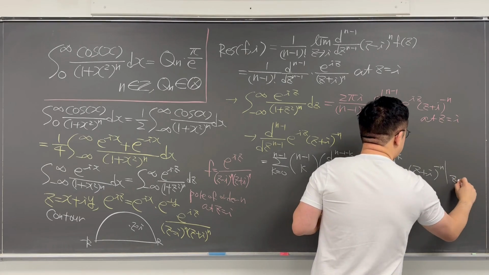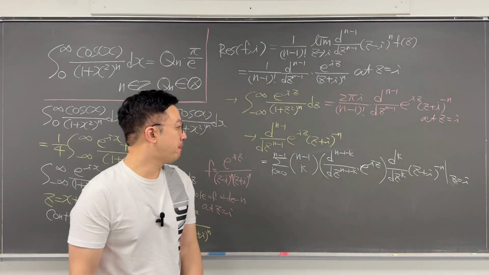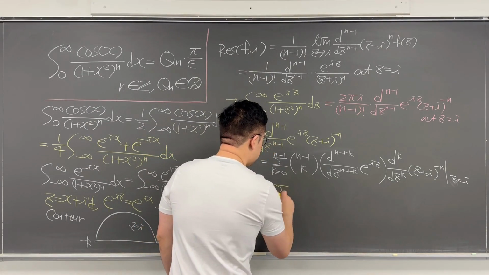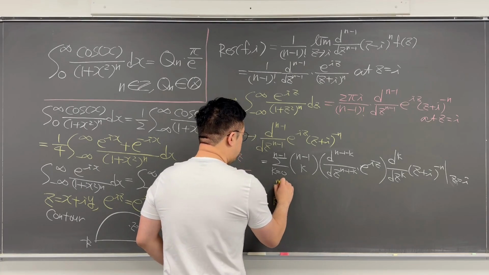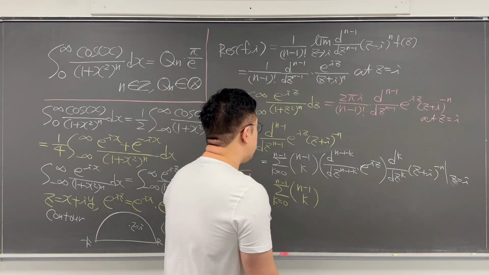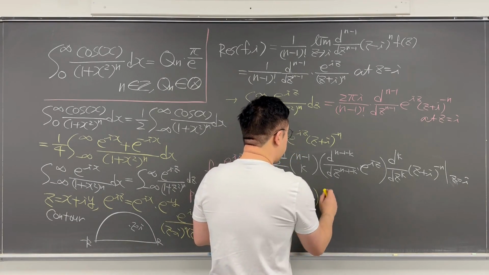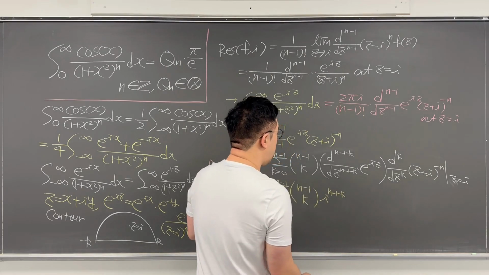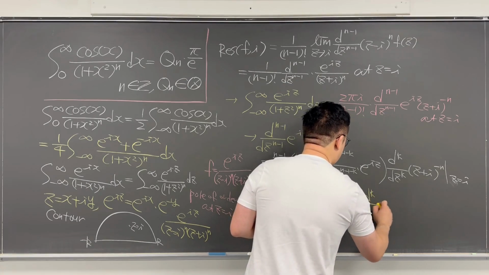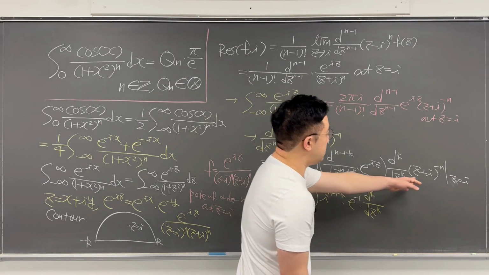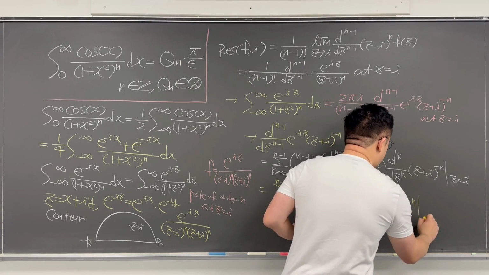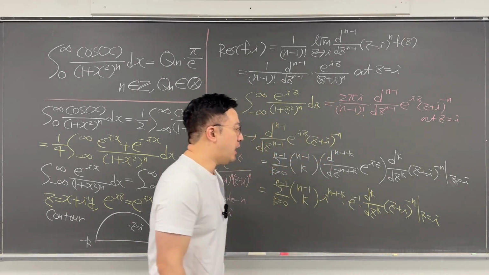when z is equal to i. Taking one more step to rewrite this, it has to be the same as the summation from k equals 0 to n minus 1 of binomial (n minus 1, k) times i to the power of n minus 1 minus k, times now e to the power of negative 1, times d^k over dz^k of (z plus i) to the power of negative n when z is equal to i.